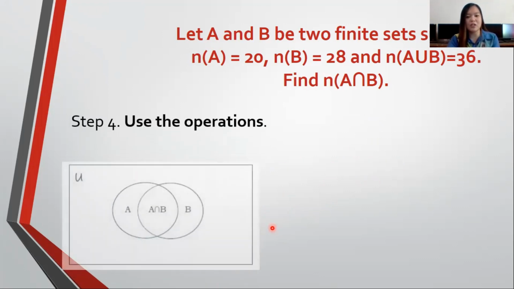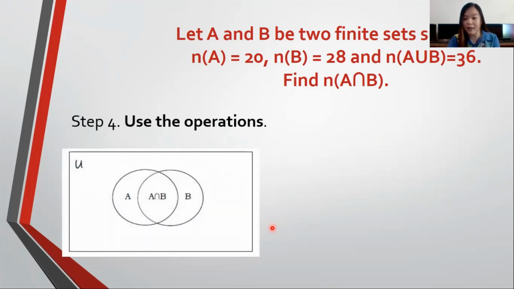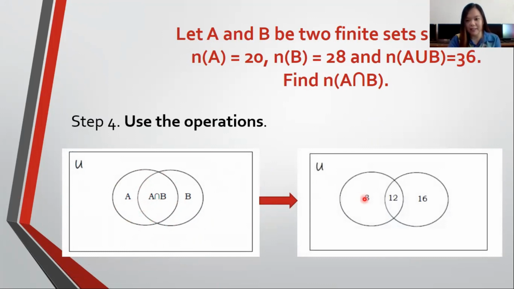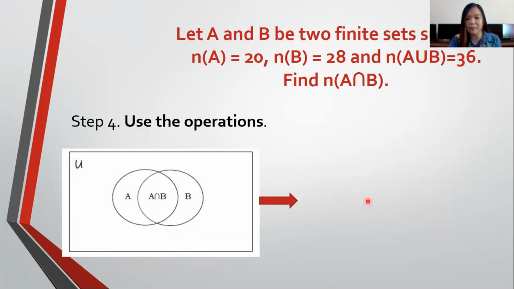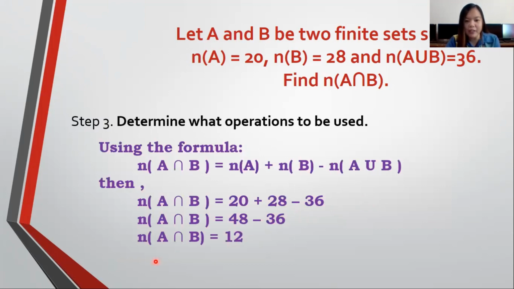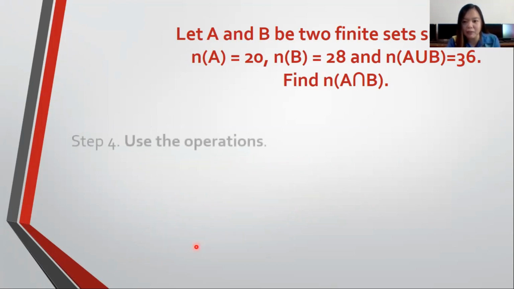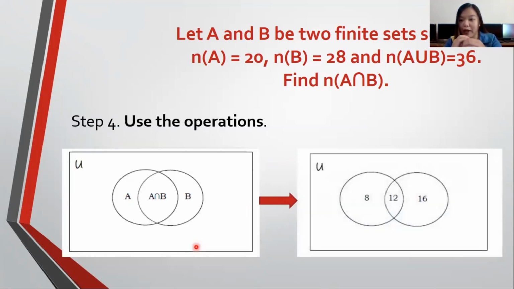So, use the operation again in a Venn diagram. Kasi di ba, kung nandito yung intersection ng A at B, ito ay 12. So, yung intersection is 12.